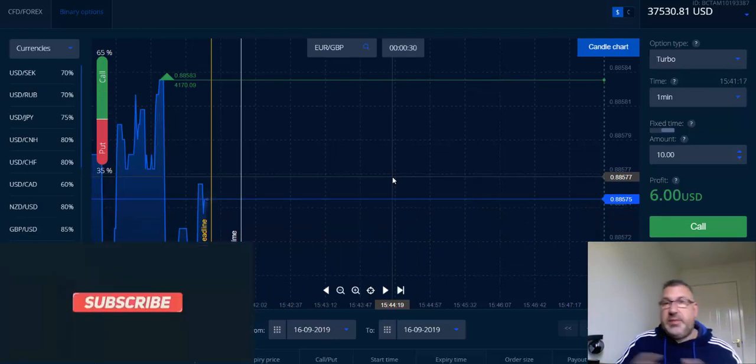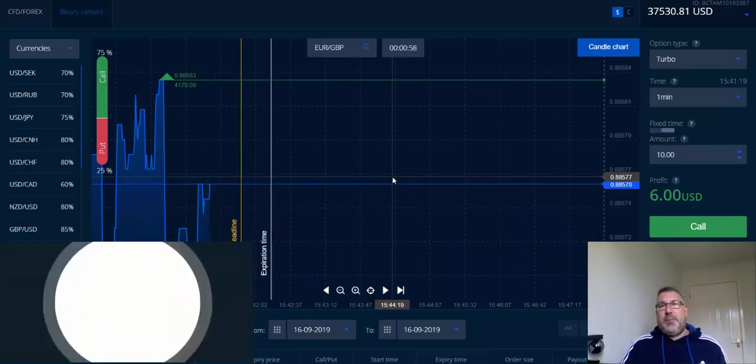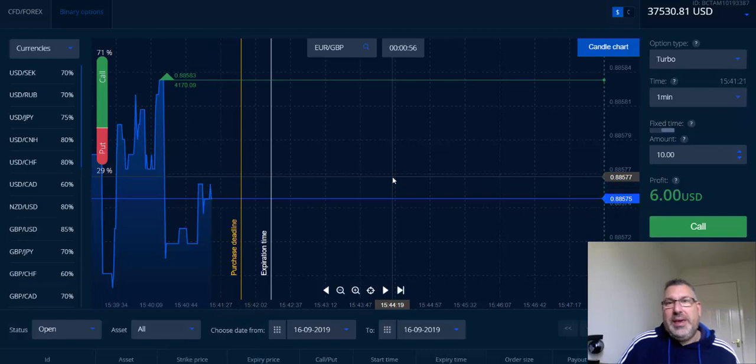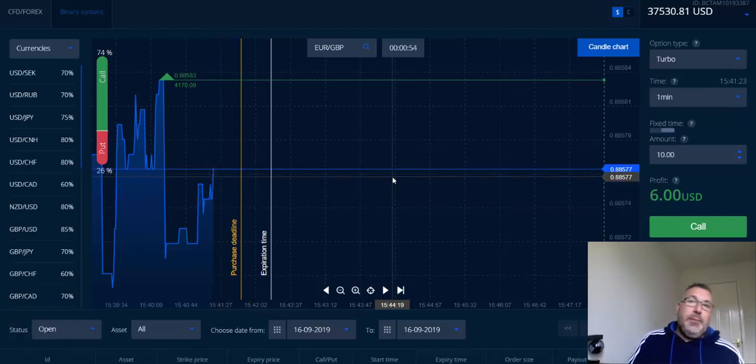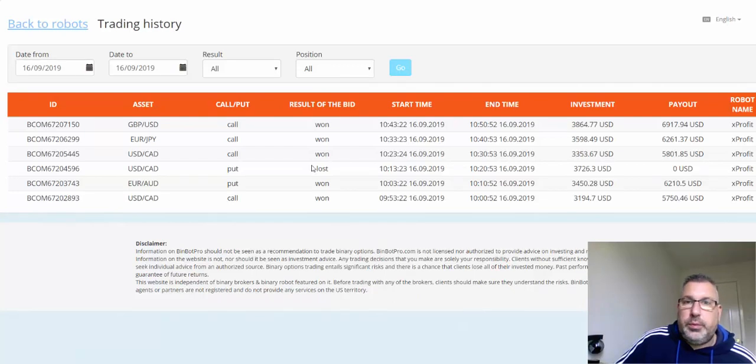Otherwise, this is the issue with BinBot Pro. The bigger your balance, the bigger your hit if you lose a trade. But yeah, if you see today's, what have we got there? 5 out of 6.